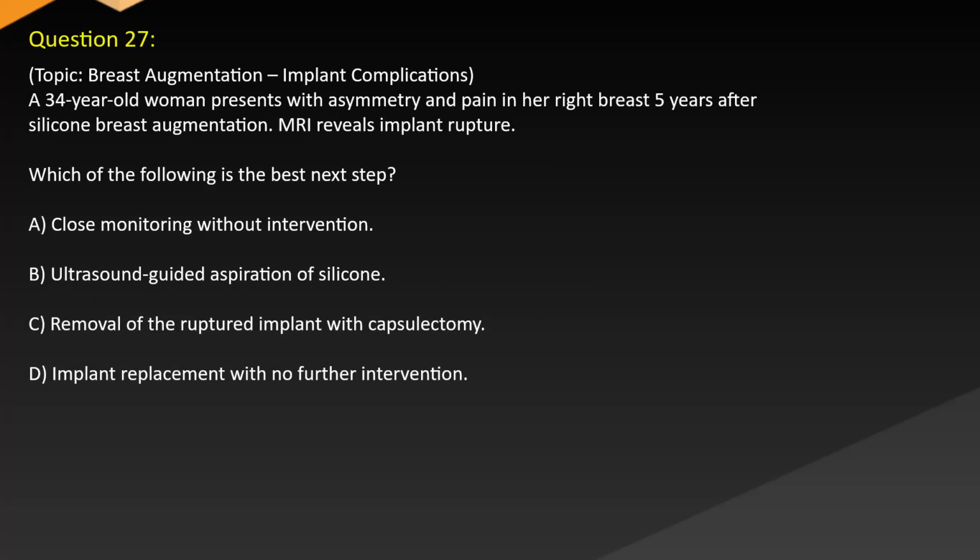Question 27. Topic: Breast augmentation. Implant complications. A 34-year-old woman presents with asymmetry and pain in her right breast 5 years after silicone breast augmentation. MRI reveals implant rupture. Which of the following is the best next step? A. Close monitoring without intervention. B. Ultrasound-guided aspiration of silicone. C. Removal of the ruptured implant with capsulectomy. D. Implant replacement with no further intervention.